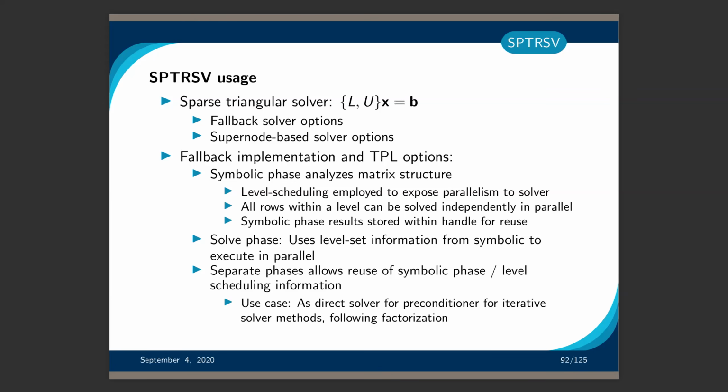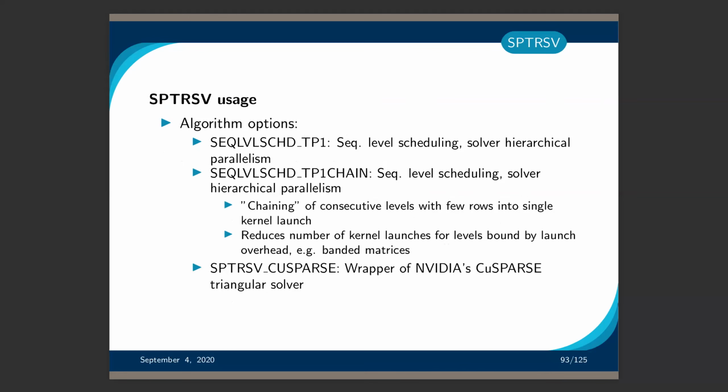There's another optional feature that can be used to attempt to reduce kernel launch overhead in GPU runs for cases where there's levels with too few rows and the solve is dominated by kernel launch time. I'll talk a little bit about that on the next slide. The solve phase completes the solution of the triangular linear system using the level scheduling data from the handle. And again, the results of the symbolic analysis can be reused with new matrices if the non-zero structure does not change. So there's three different algorithm variants that you could try.